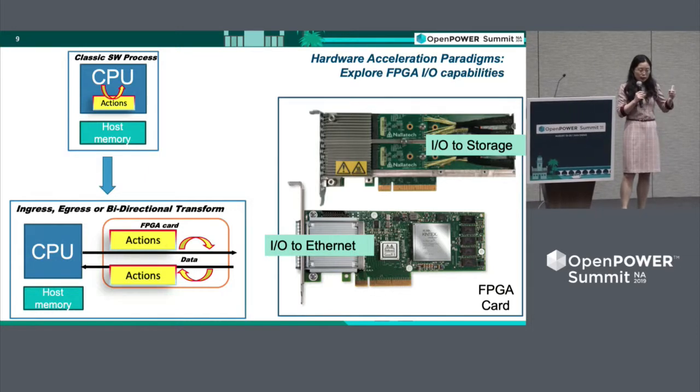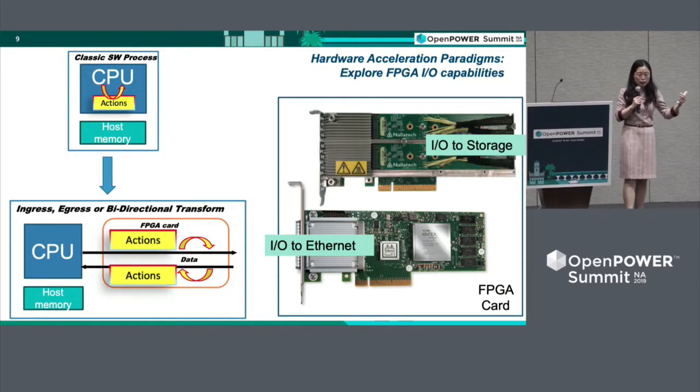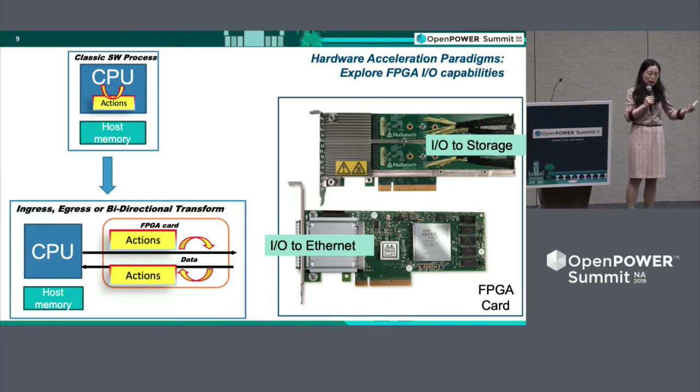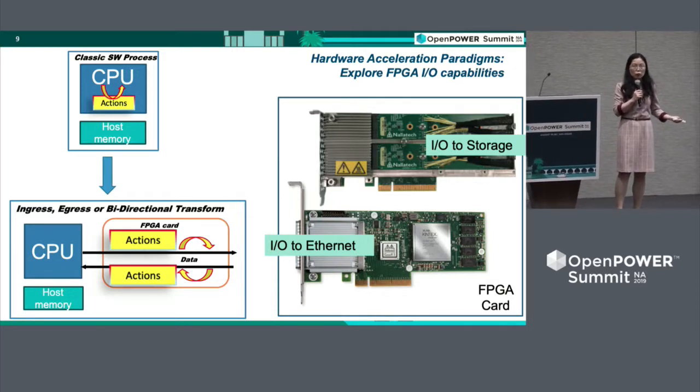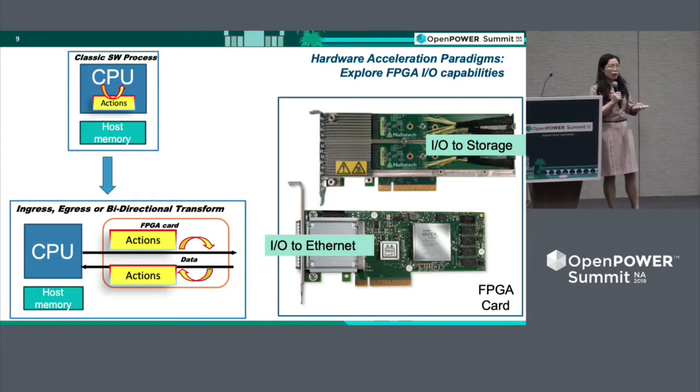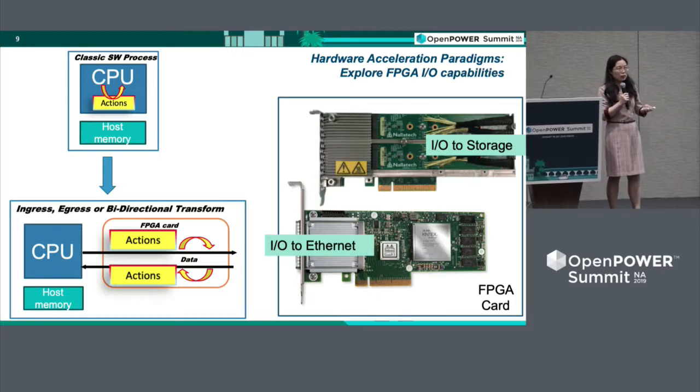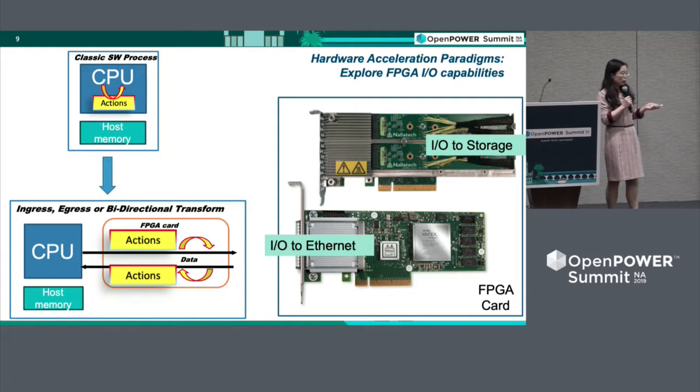That means if your source data is located on a hard disk or in memory, you don't need to use an additional hard disk driver or additional Ethernet card to move data to the host first. You can directly use the FPGA to get the data, do the computation, send the results, and exchange the data with the host CPU.